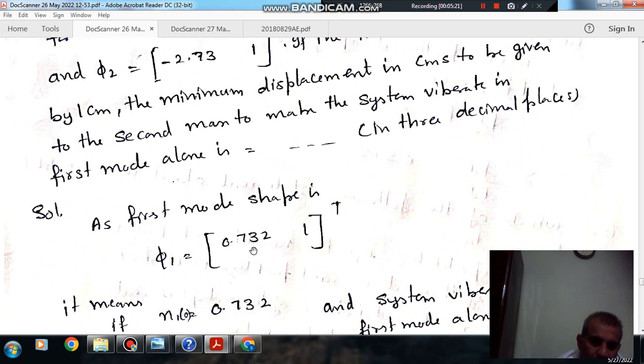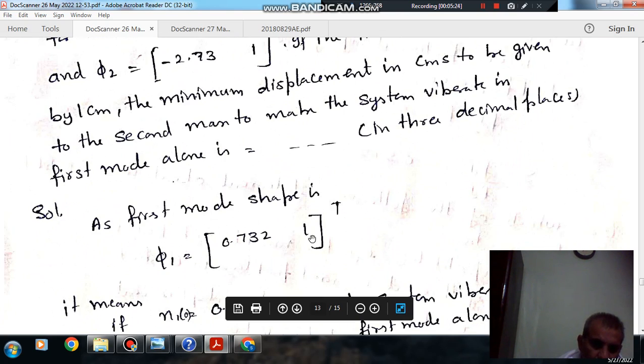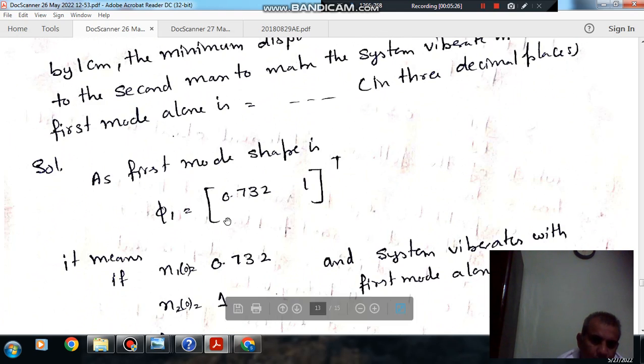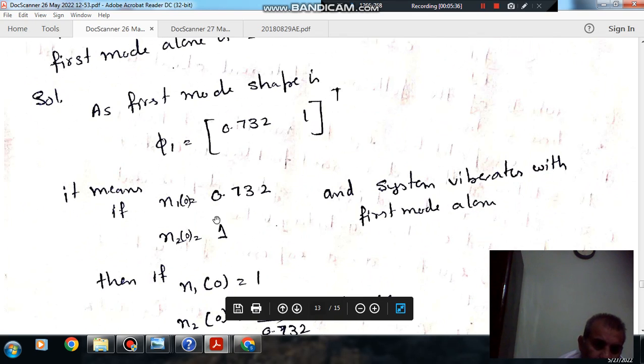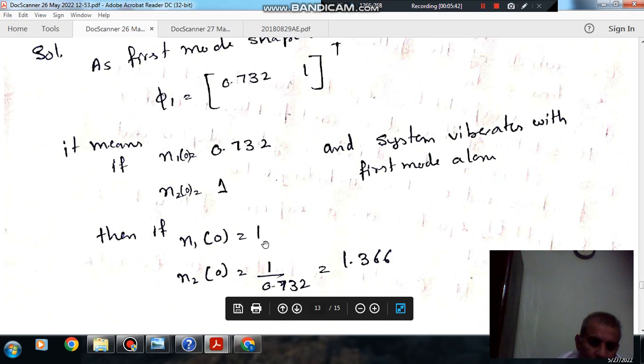As the first mode shape is [0.732, 1] transpose, it means if the initial displacement of x1 is 0.732, then the initial displacement of x2 is 1. Now it is given that the initial displacement of x1 is 1, so the corresponding initial displacement of x2 will be 1 divided by 0.732. Because for 0.732 it is 1, and for 1 it is 1 by 0.732, or 1.366. That is the answer.